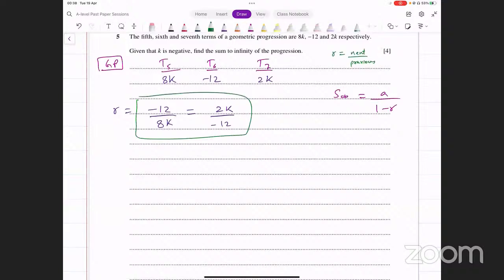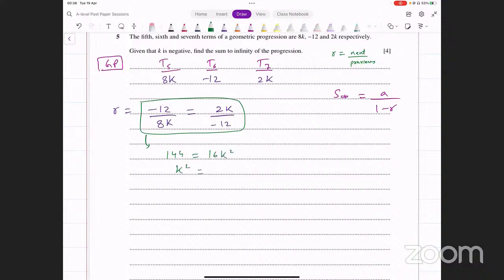हम इन दोनों को इक्वेट कर लें. ये हमारे पास इक्वेशन आ गई. Let's see what we get from this. Cross multiply: -12 into -12, that's 144. 8k into 2k, that is 16k square. And that gives us k square equal to 9. Square root ले लें, k equals plus minus 3.